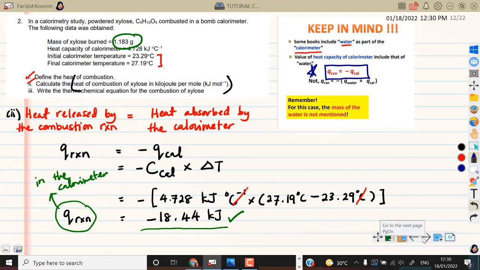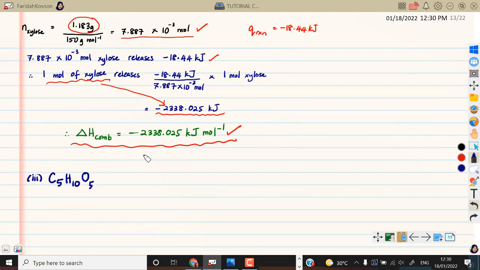Okay, if you refer to the question, it is powdered. Powdered tu maksudnya solid. Okay, so here is solid, plus oxygen gas produces carbon dioxide gas and water. Okay, tapi disebabkan di hujung ni kita nak letak enthalpy of combustion.